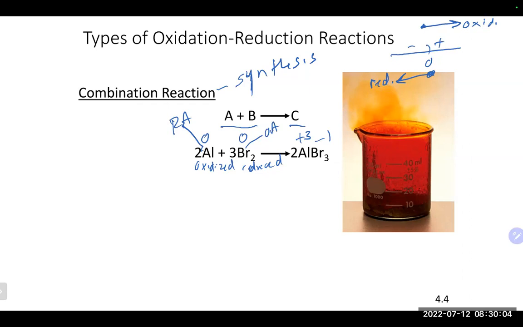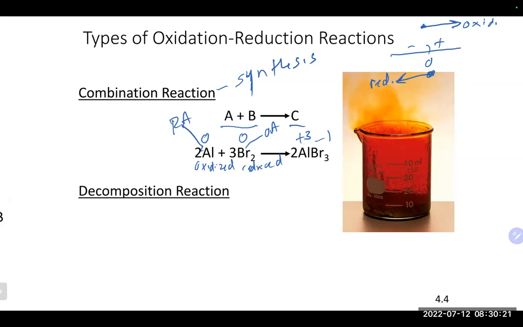So you can more specifically call this reaction a synthesis or combination reaction. It is still really a redox reaction that's happening here, and it is a transfer of electrons in this case. Any questions on that there?